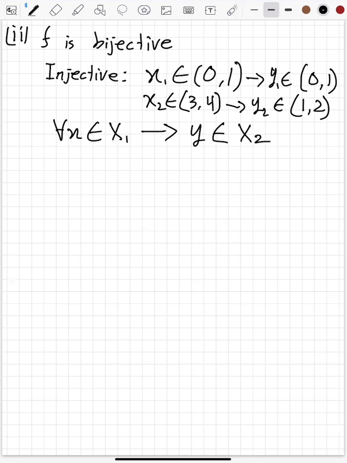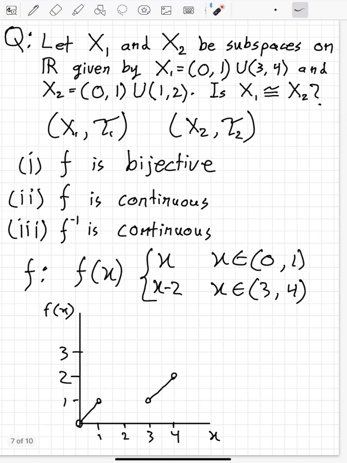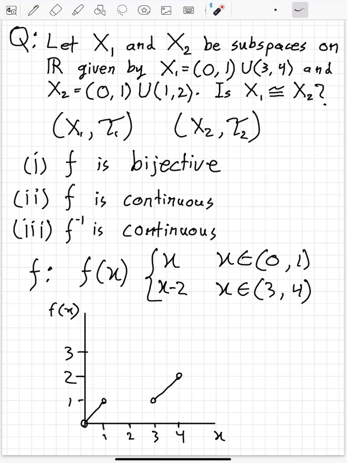Now, in order for it to be bijective, it also has to be surjective. So let's look at surjectivity. In order for f to be surjective, for all elements in the codomain, there exists an element in the domain such that f of the element in the domain is equal to the element in the codomain. So there can't be anything in X2 that isn't being mapped onto by an element from X1. Again, let's take the same approach and look at our codomain (0, 1) union (1, 2).